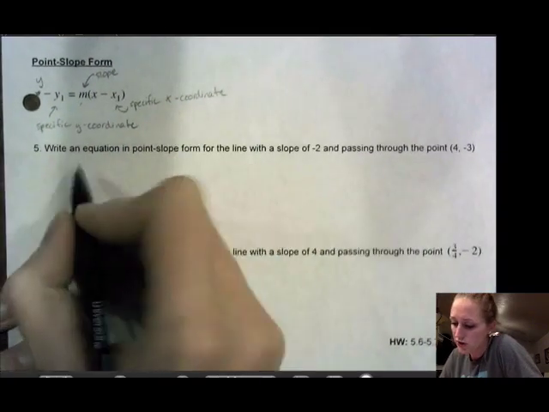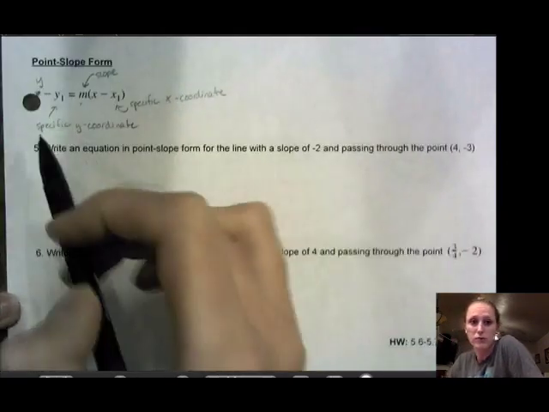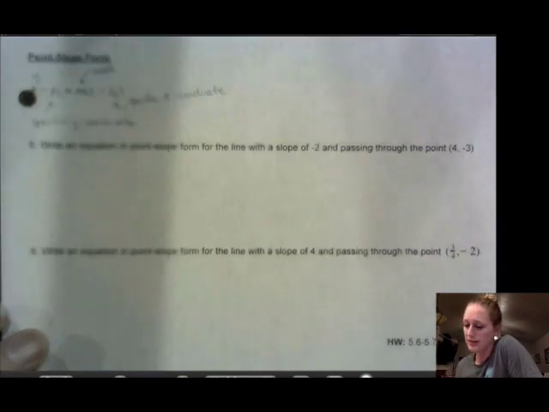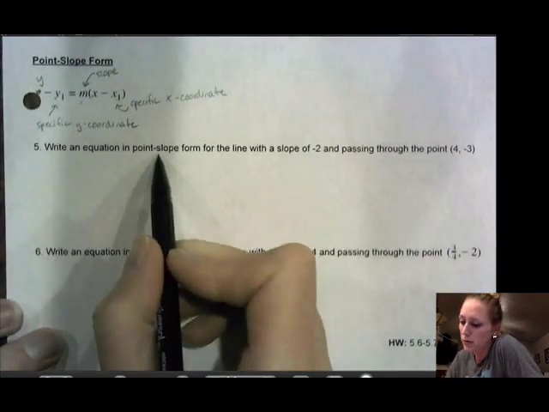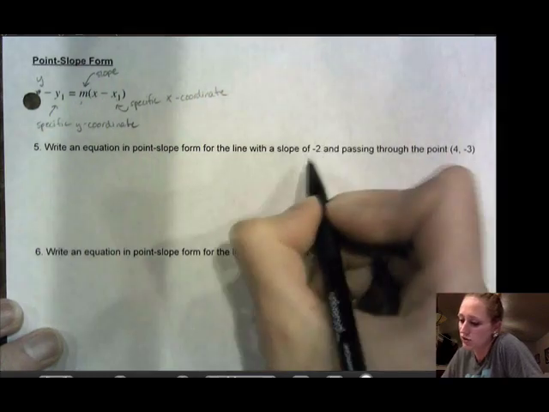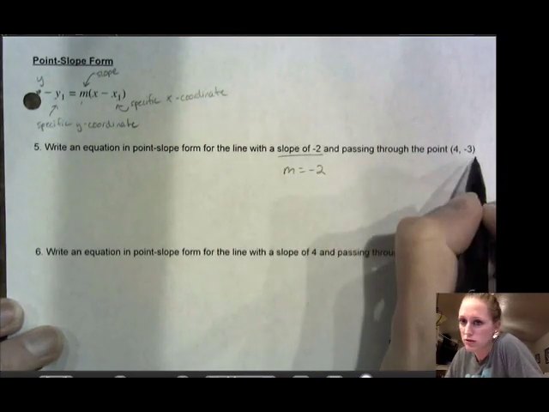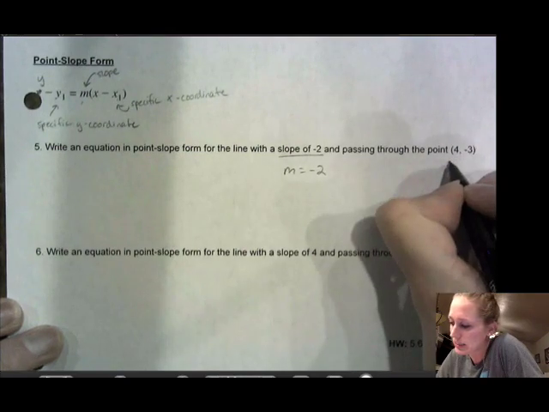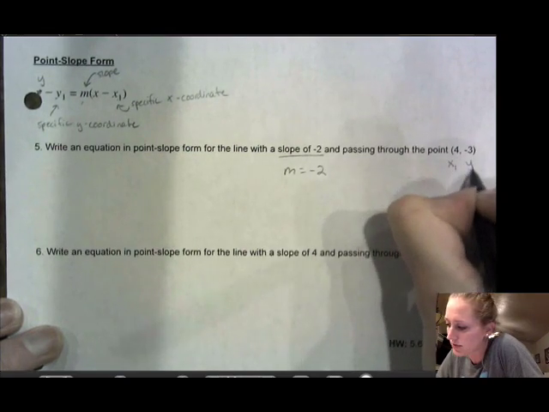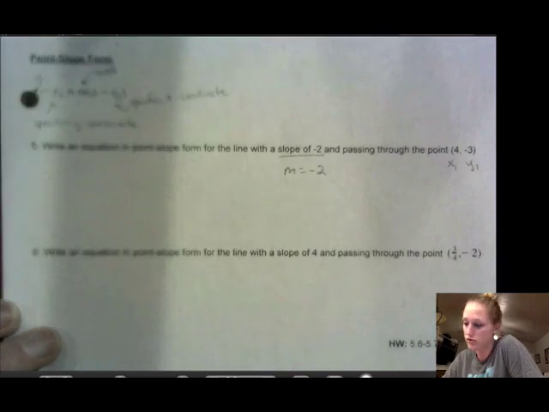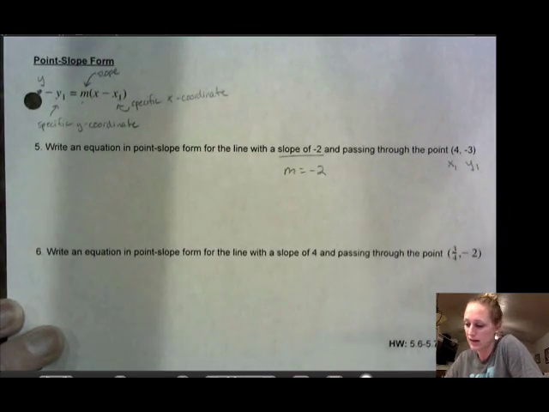Okay, so we're going to write an equation in point-slope form. This is just another way to write lines. So we're going to write an equation in point-slope form with a line that has a slope of, so m equals -2, and passes through the point 4, -3. So this is the specific x and specific y that it has to use. So I put little ones there to designate that.